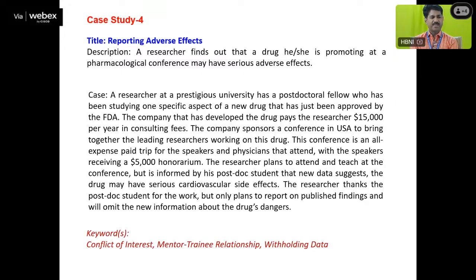postdoctoral fellow who has been studying one specific aspect of a new drug that has been approved by FDA. This particular case is about a researcher in a very prestigious university, and the researcher has a postdoctoral fellow or a student who is working on a particular aspect of the new drug, and the drug has already been approved by FDA. The company that has developed the drug pays the researcher $15,000 per year as consulting fees.